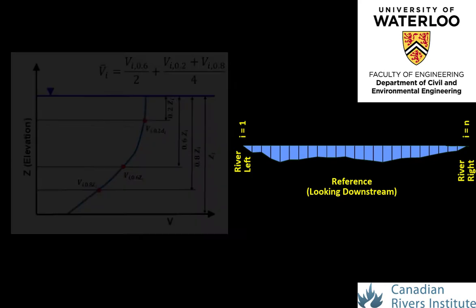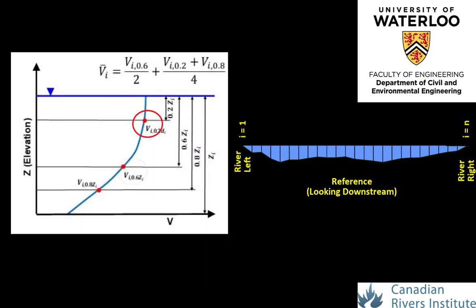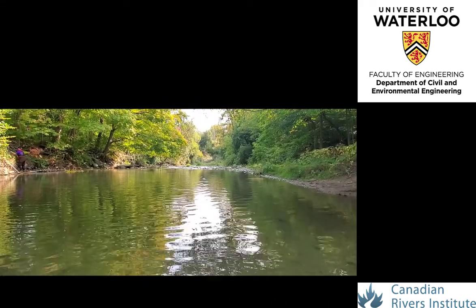It is further worth noting that additional velocity measurements can be undertaken at each panel location to improve the representation of each average vertical panel velocity estimate. However, there are always resource trade-offs in increasing resolution. Now let's go to the field and implement the velocity area technique.